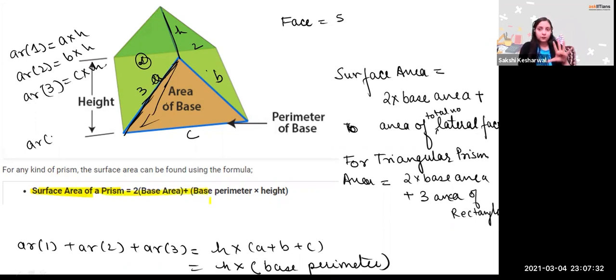If it is a pentagonal prism, there will be 5 sides, so it will be base area into 5 times the height. Yes or no? So please write down this formula. And if you have any doubt, please ask regarding it, right?